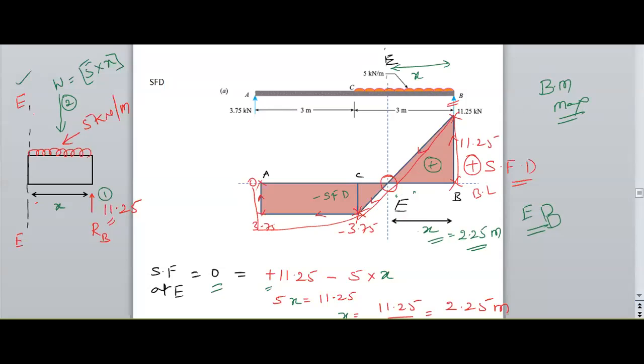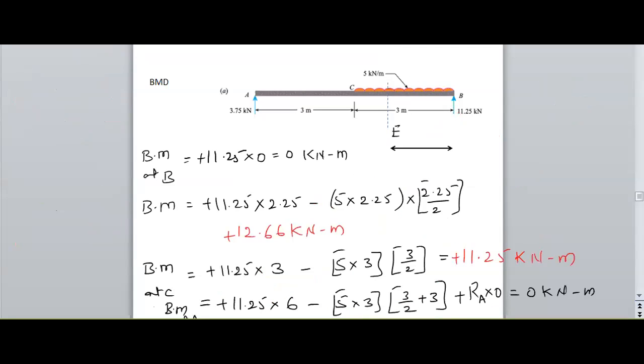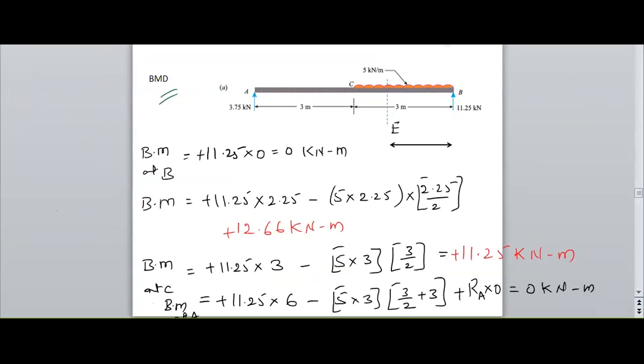Next, I need to draw the bending moment diagram. While drawing the bending moment diagram, I need to consider each and every point. So here I have 4 points. The first points, and now E is also existing. 4 points are existing now, E also existing.